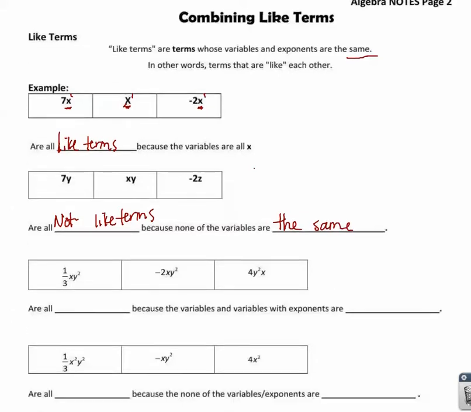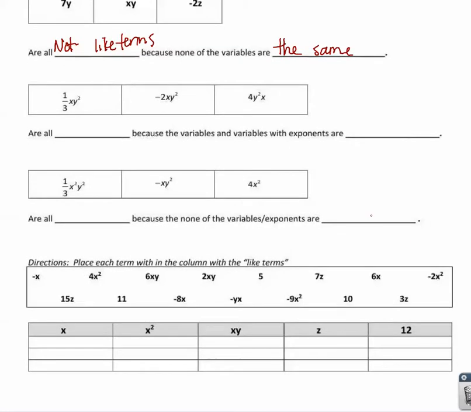Okay, in the next example, 1/3 xy squared, negative 2xy squared, 4y squared x. You can take this, and it's the commutative property of multiplication, and just switch them around. So you have 4xy squared. You notice these are all like terms because they all have the variables and exponents that are the same. They all have an x, they all have a y, and all of their y's are squared. So these are all like terms because the variables and the variables' exponents are the same.